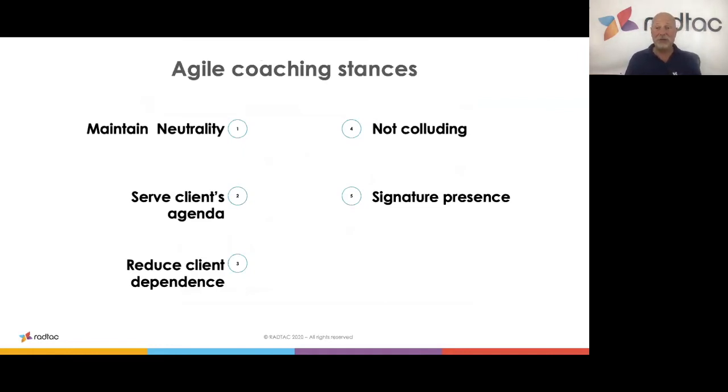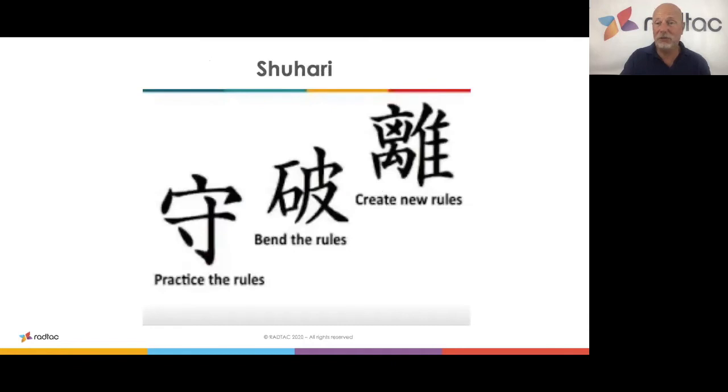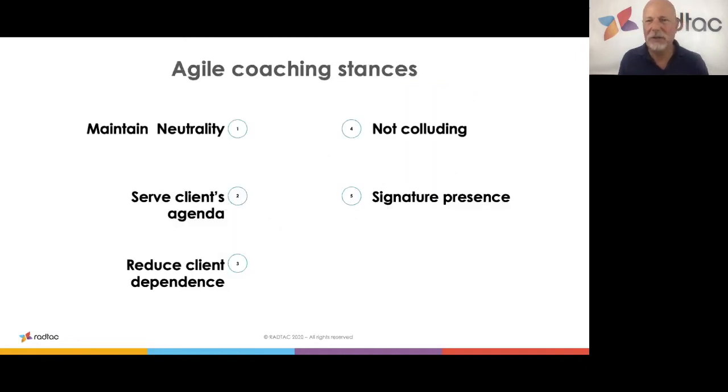Reduce client dependence. Would we need Scrum Masters going into the future? Definitely. We always need Scrum Masters. Would we need an amazing Scrum Master who's really, really experienced? Possibly not. As the team becomes self-organizing, we may put in a more junior Scrum Master, someone at the Shu sort of level, or the Ha sort of level. Would you need somebody at the Ri level on every team? Probably not. So we need to be reducing client dependence on us as we go forward.